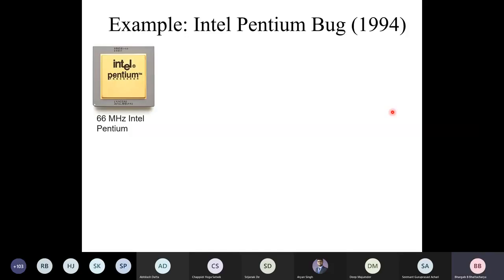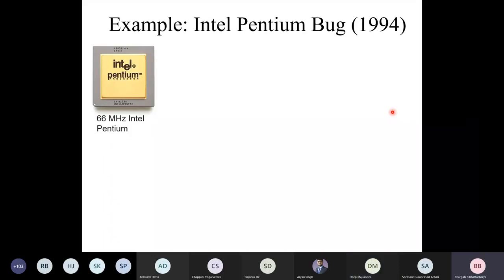Now here is an important piece from history. This is the famous Intel Pentium bug. Has anybody heard of this kind of story? It causes floating point operations to get messed up, but very rarely so. Yes, this is a famous story.